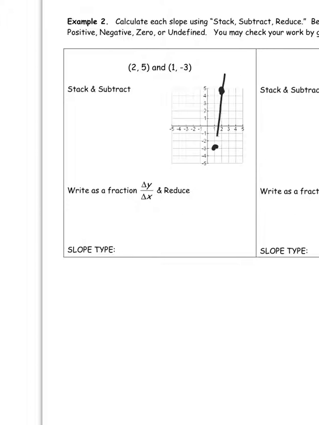And I can connect them. You can connect them if you want. Before I even start, think about if you're a person walking on this graph. You guys are going uphill. So we should expect a positive slope. Alright, so let's do stack and subtract and check.